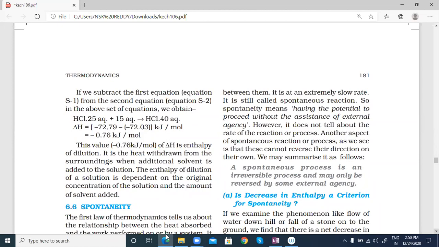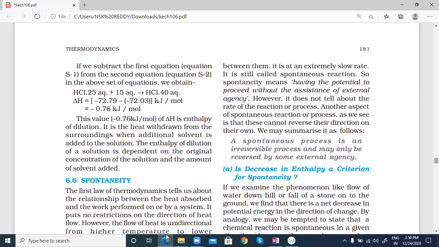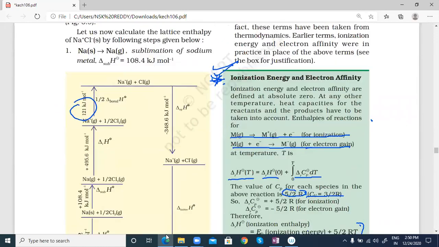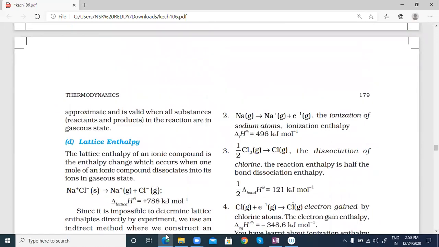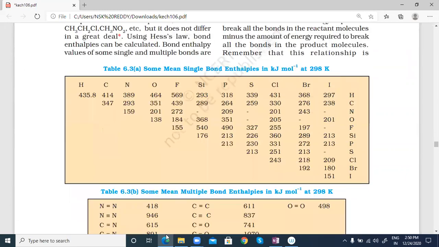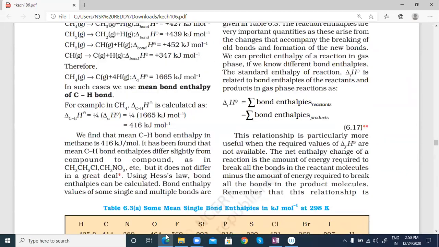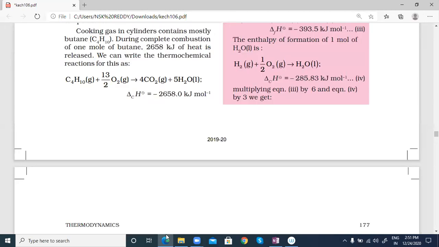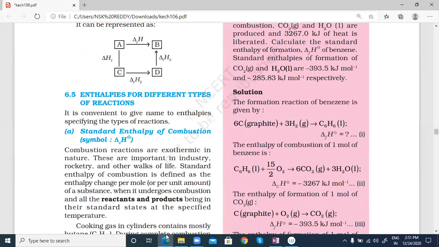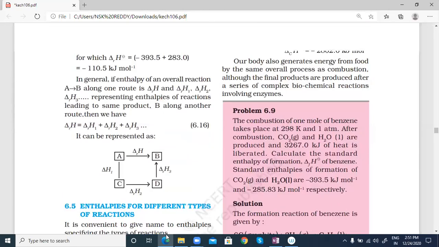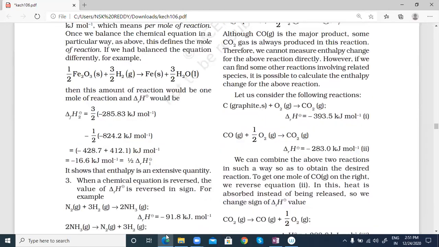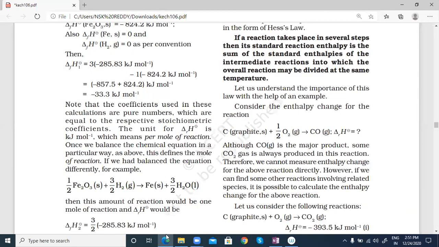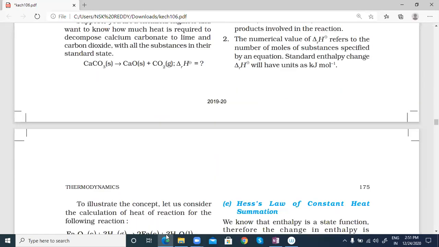I think we have covered almost everything in thermodynamics. Please check all the enthalpies we have given. Did we miss anything? Let's look into your NCERT. If anything is remaining, just find it using your NCERT book. Anything we forgot or left out, please find out.